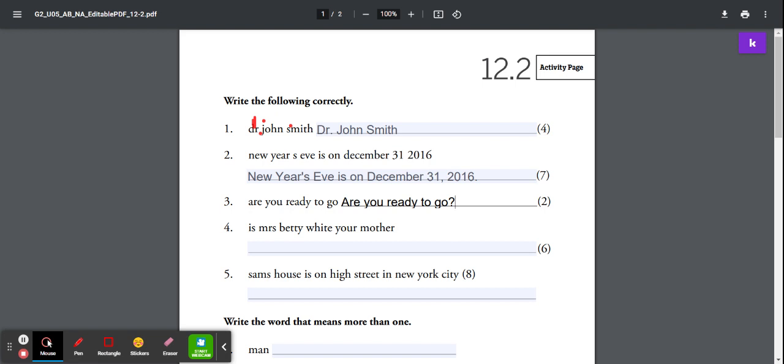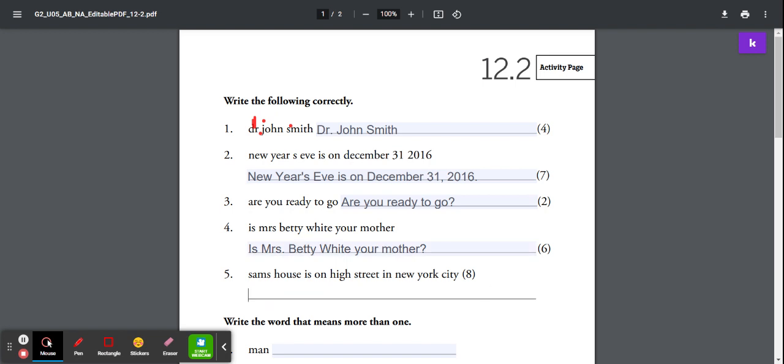Is Mrs. Betty White your mom? I always start with a capital letter. This is a sentence. Is. So Mrs. is an abbreviation. MRS is the abbreviation for Mrs. So capital M, I do put a period on Mrs. Capitalize Betty White's name, capital WHITE. So that's 1, 2, 3, 4, 5 so far. I have one more. Space, your mother, and is it? So they're asking me a question, so I need to put a question mark.